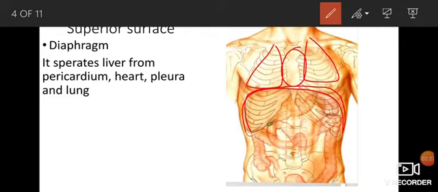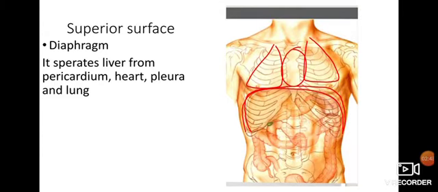The heart is covered by pericardium. So, the structure which is separating the liver from the lung, pleura, and the heart and pericardium is the diaphragm. The diaphragm is separating these structures.